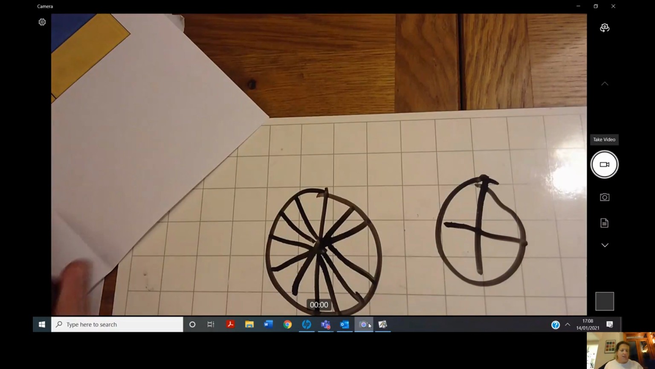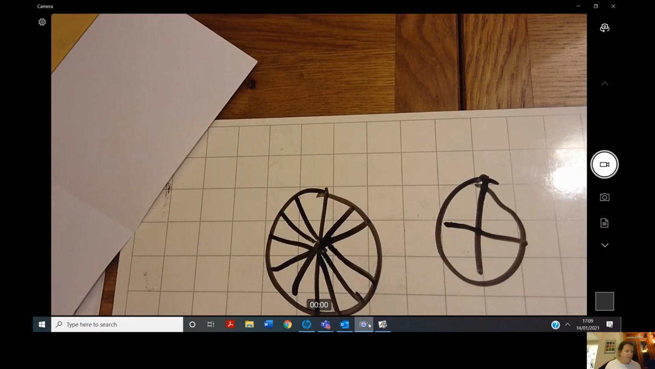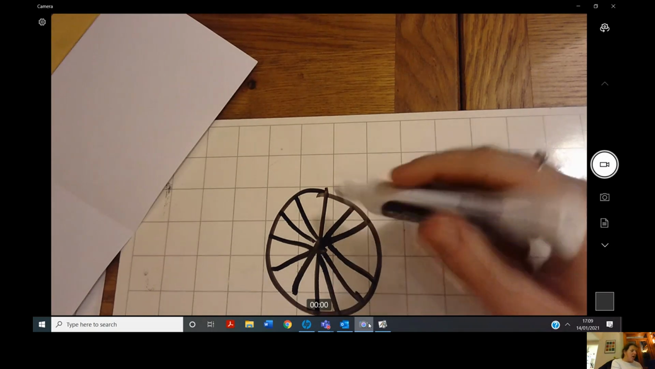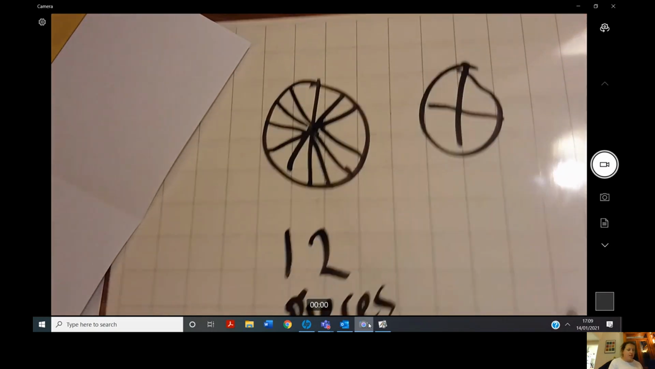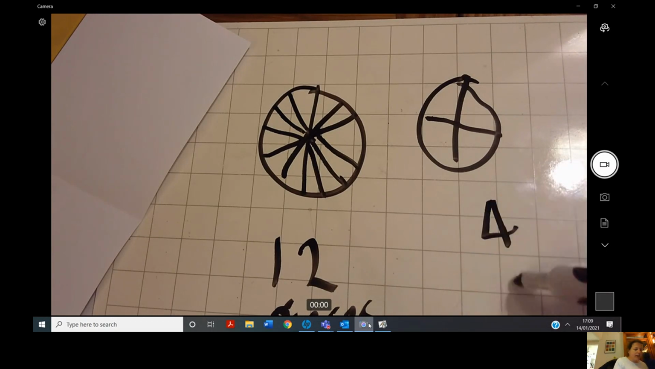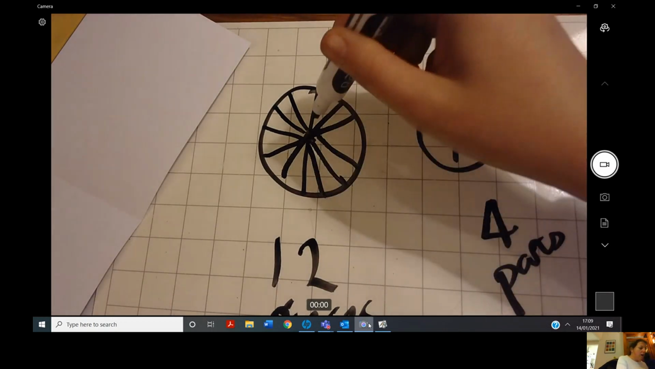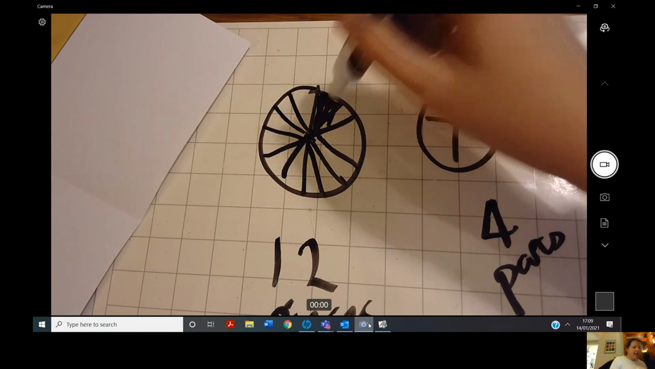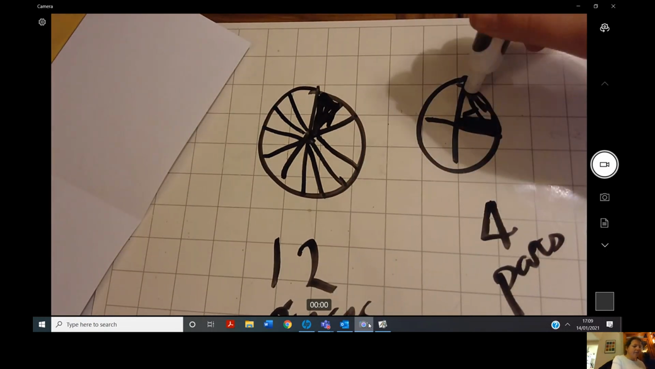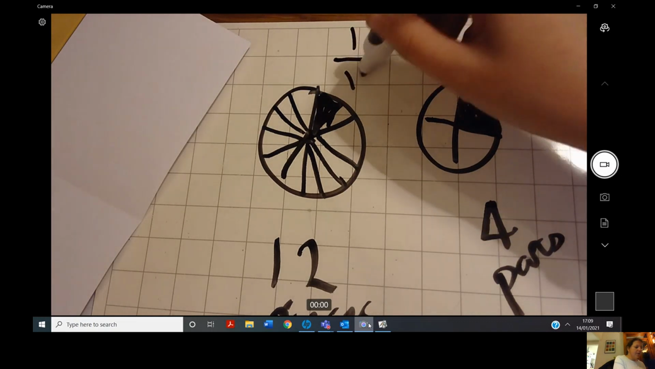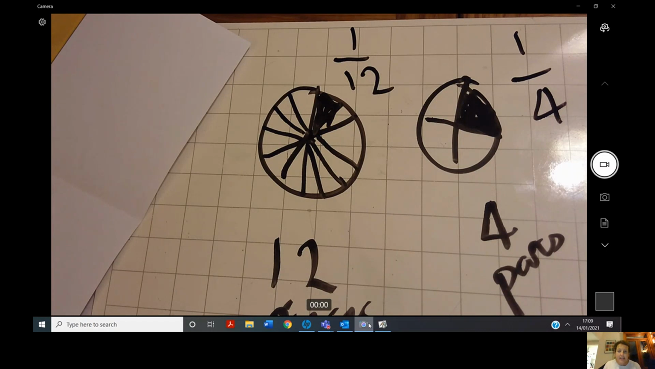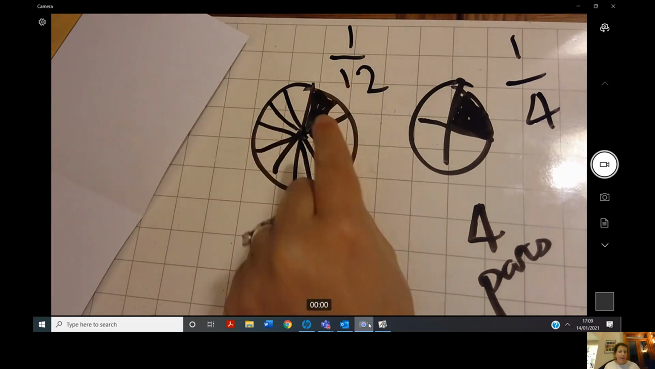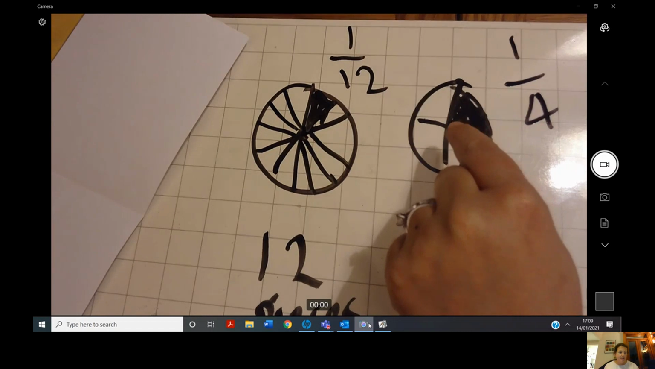Here is my rather quick diagram, not my most beautiful. Here is a cake with 12 pieces, so it's divided into 12 equal parts. Here is a cake divided into 4 equal parts. I'm going to give you one piece of this cake and one piece of this cake. I'm going to give you a 1/12 here and a quarter here. Which one is a smaller piece of cake? Look at the picture. This is a smaller piece than that piece.